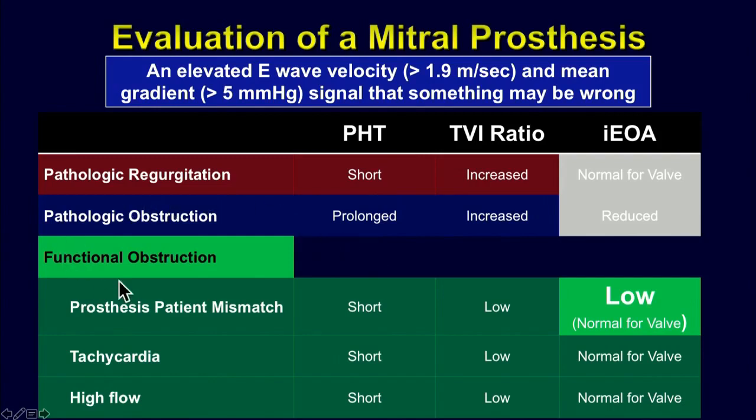Or it could be functional obstruction, where it could be prosthesis patient mismatch, where the pressure half-time remains short, the TVI ratio remains normal, but the indexed valve area may be normal for the valve, but it's low. It's less than 1.2 centimeters squared per meter squared. Or it could simply be tachycardia or high flow states where everything would look normal, but in tachycardia, of course, the heart rate would be fast, and in high flow states, you would see the increased flow through the LVOT.